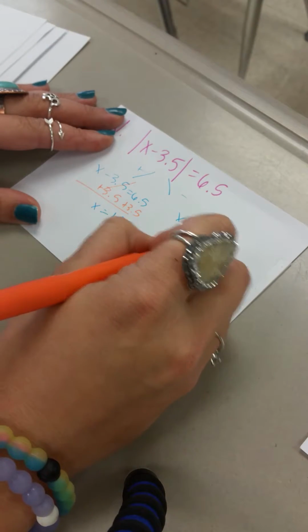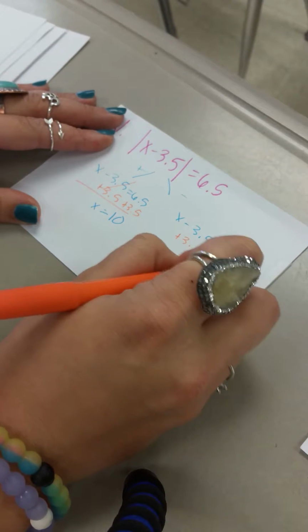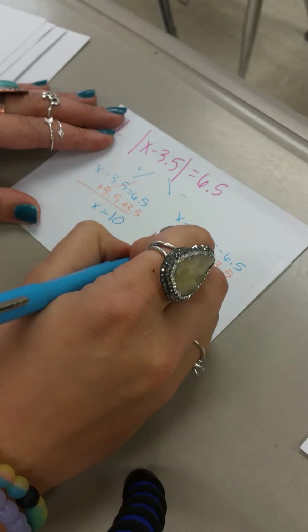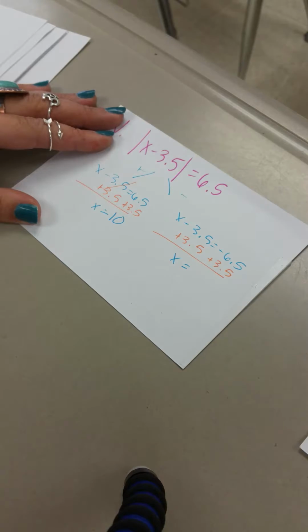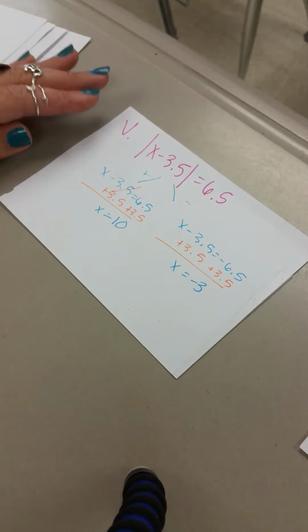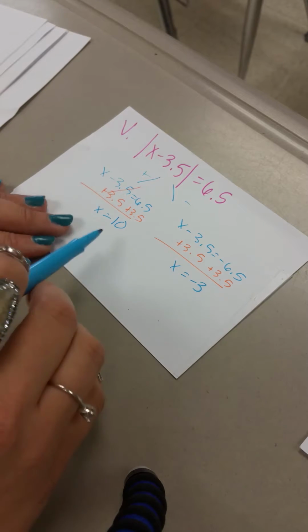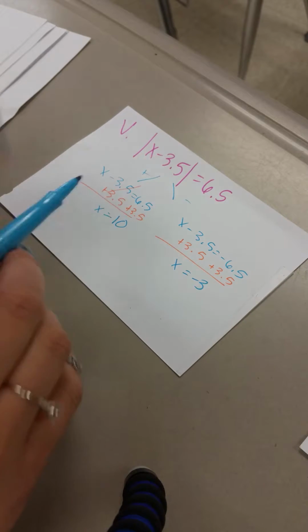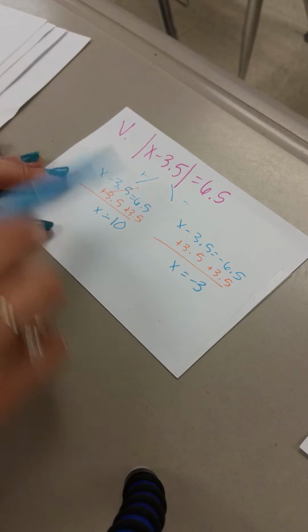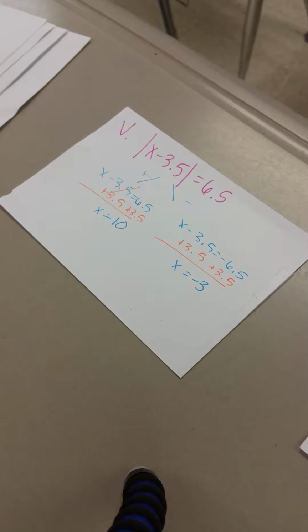And if we add here, we're going to get negative 3. Now, we don't have a 10 on our number line, so we don't number it 10, we just leave it. We have a negative 3, so where you see your negative 3, you're going to put your V.